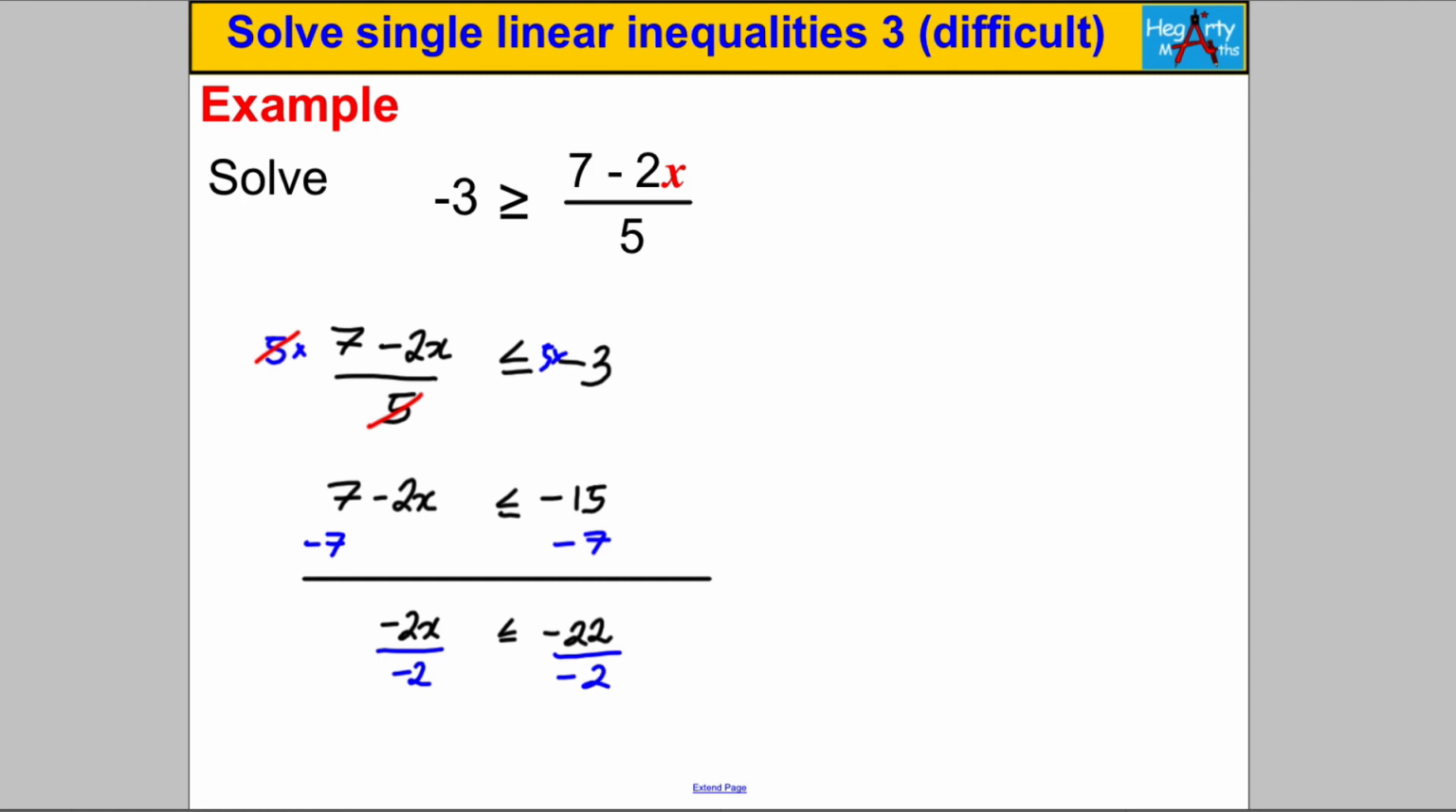Alarm bell should be ringing at that point, and you should be thinking, oh yeah, when I multiply or divide by a negative, I need to reverse the inequality sign. So x is going to be bigger than or equal to the answer to negative 22 divided by negative 2, which is positive 11. And there you go, we have solved that inequality.